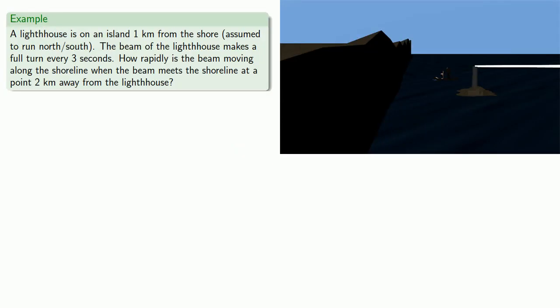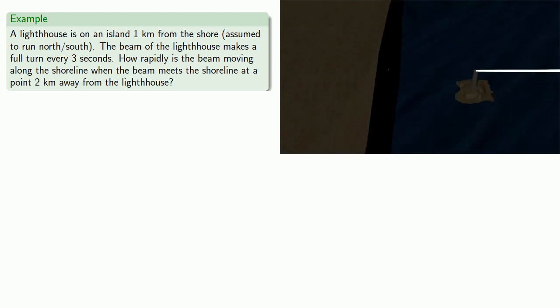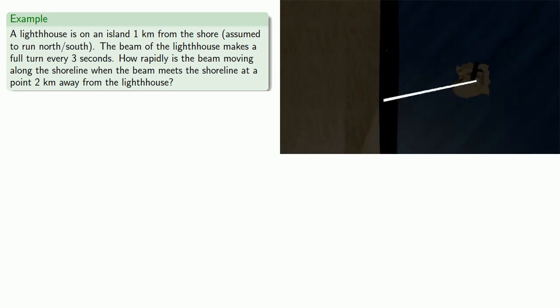We have a lighthouse some distance from the shore, and the beam turns at some rate, and we want to find how rapidly the beam is moving along the shoreline when the beam meets the shoreline at a point. So again, while this perspective view is how we might actually see things, it's not the most useful view, and so we might shift our viewpoint. And this will help us identify what is variable and what is constant.